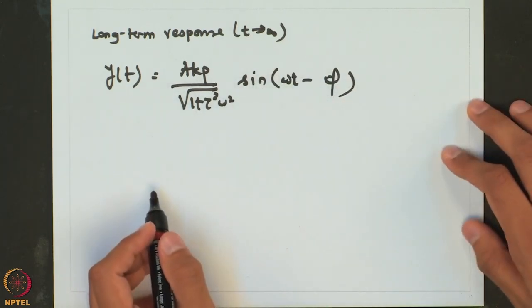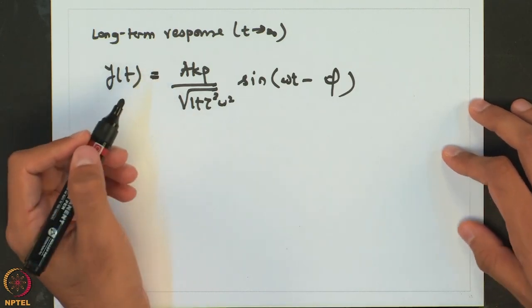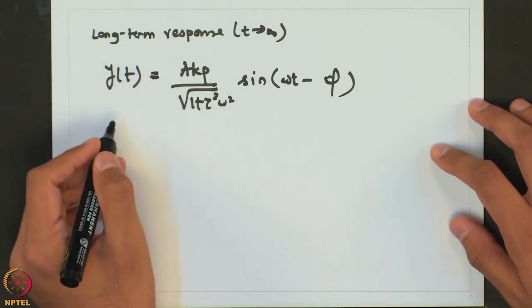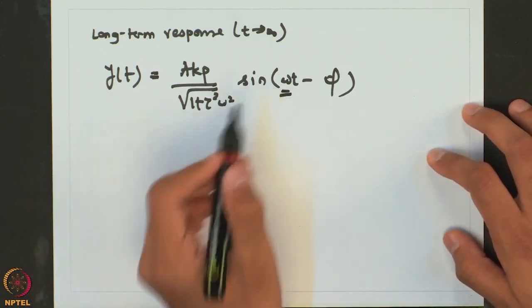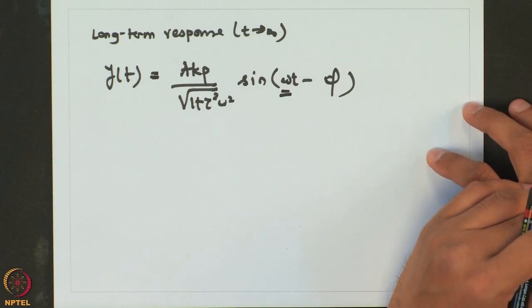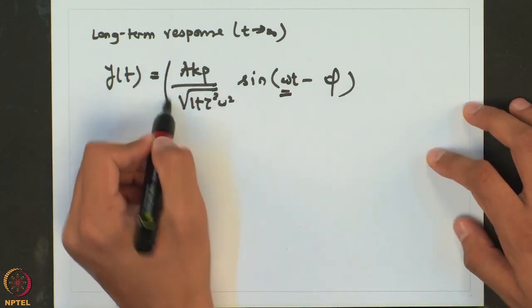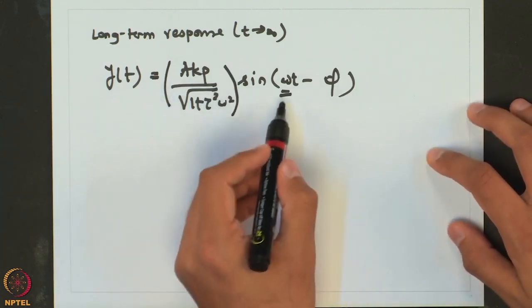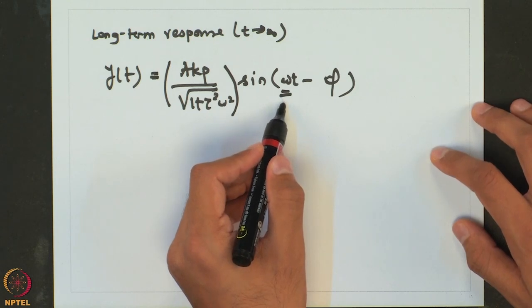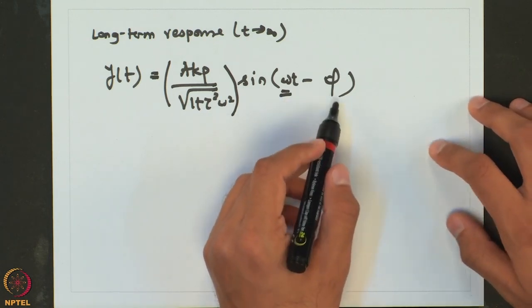So you can see that if we look at the response after some time when the exponential has decayed, the output also oscillates similar to an input with the same frequency. So you can see that the omega remains the same. So what we can see is the output has a certain amplitude which is different than the input, and the output oscillates with the same frequency, but it lags the input by a phase angle of phi.